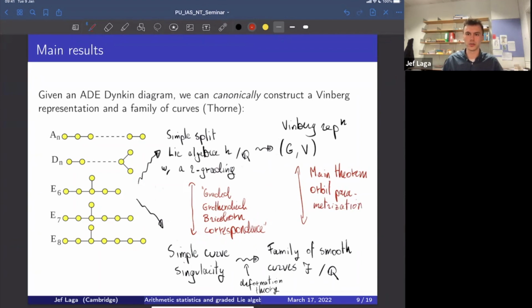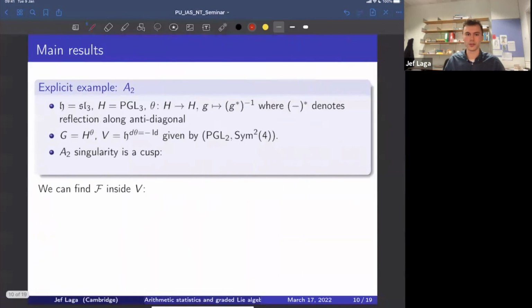All right, so I promised you an example. Let's look at the first non-trivial example. It turns out A1 is not interesting, so I'm going to look at A2. The associated Lie algebra is SL3, and we take the adjoint form, so that's PGL3. Giving a 2-grading is the same as giving an involution by considering plus and minus 1 eigenspaces. The involution is given by the inverse transpose, where the transpose here is not considered along the diagonal, but the anti-diagonal. You can see that this is very similar to the Cartan involution, except we've modified it such that this fixed point group is split.